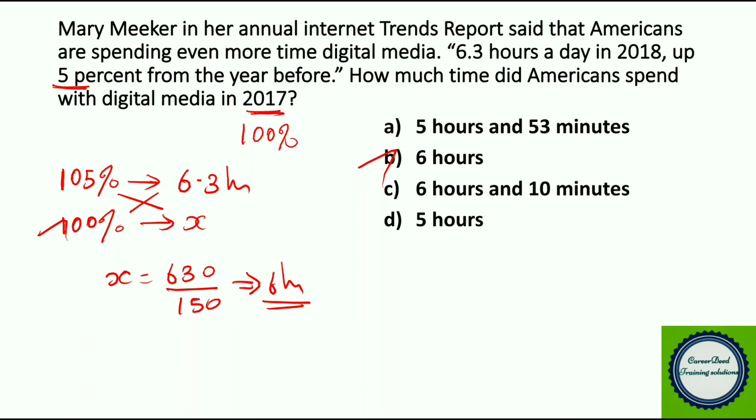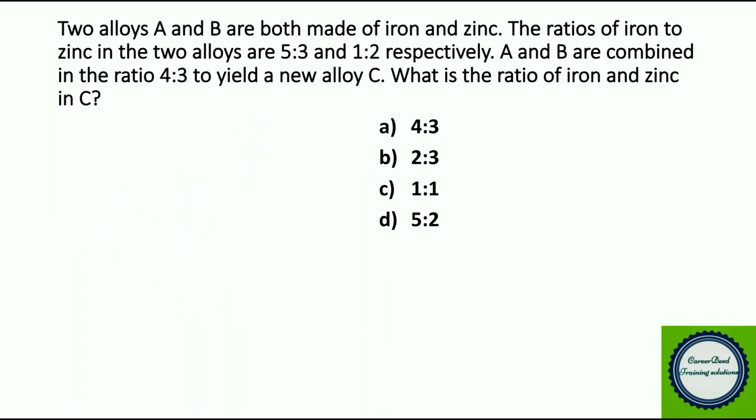Now question number 12. Two alloys A and B are both made of iron and zinc. The ratio of iron to zinc in two alloys are 5:3 and 1:2 respectively. A and B are combined in the ratio 4:3 to yield a new alloy C. What is the ratio of iron and zinc in C? So again we can solve this problem using a shortcut.